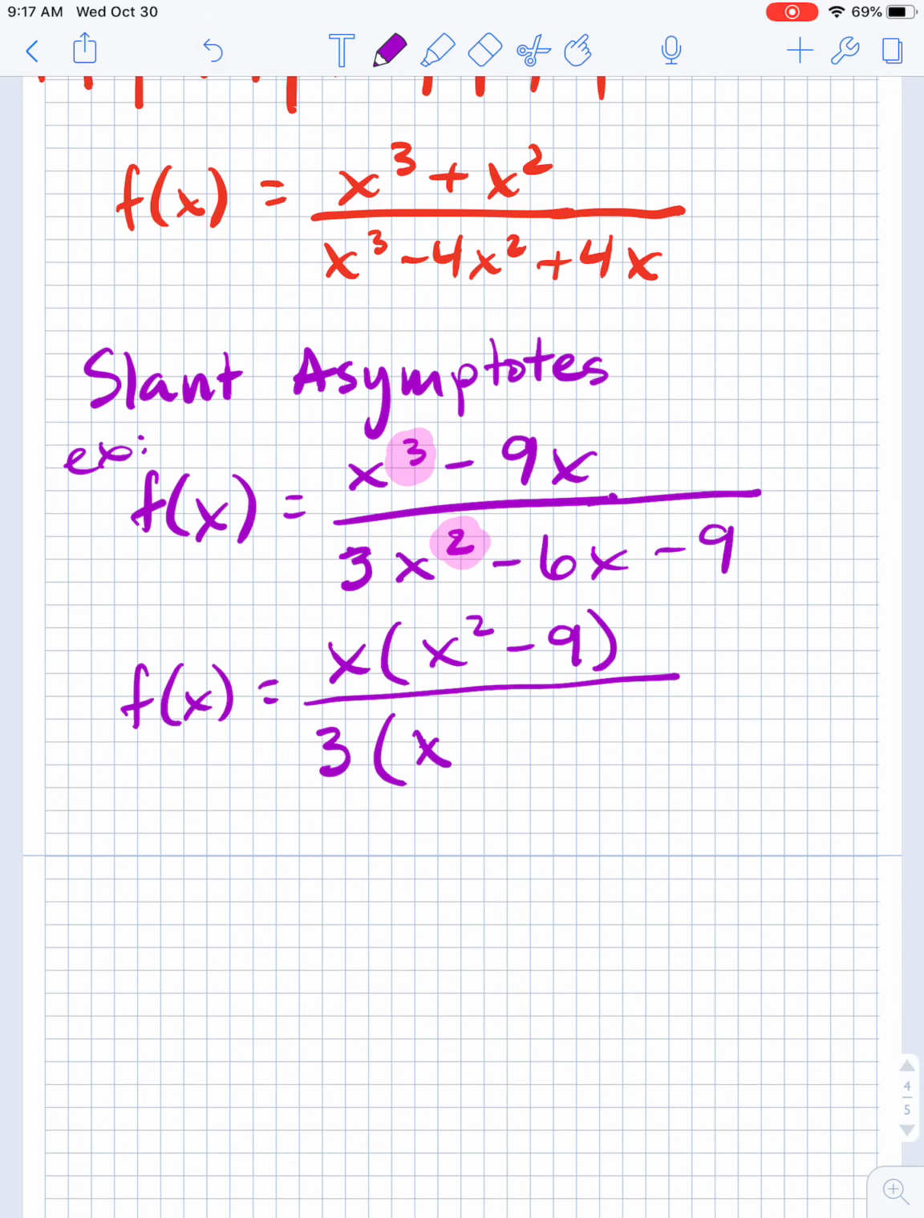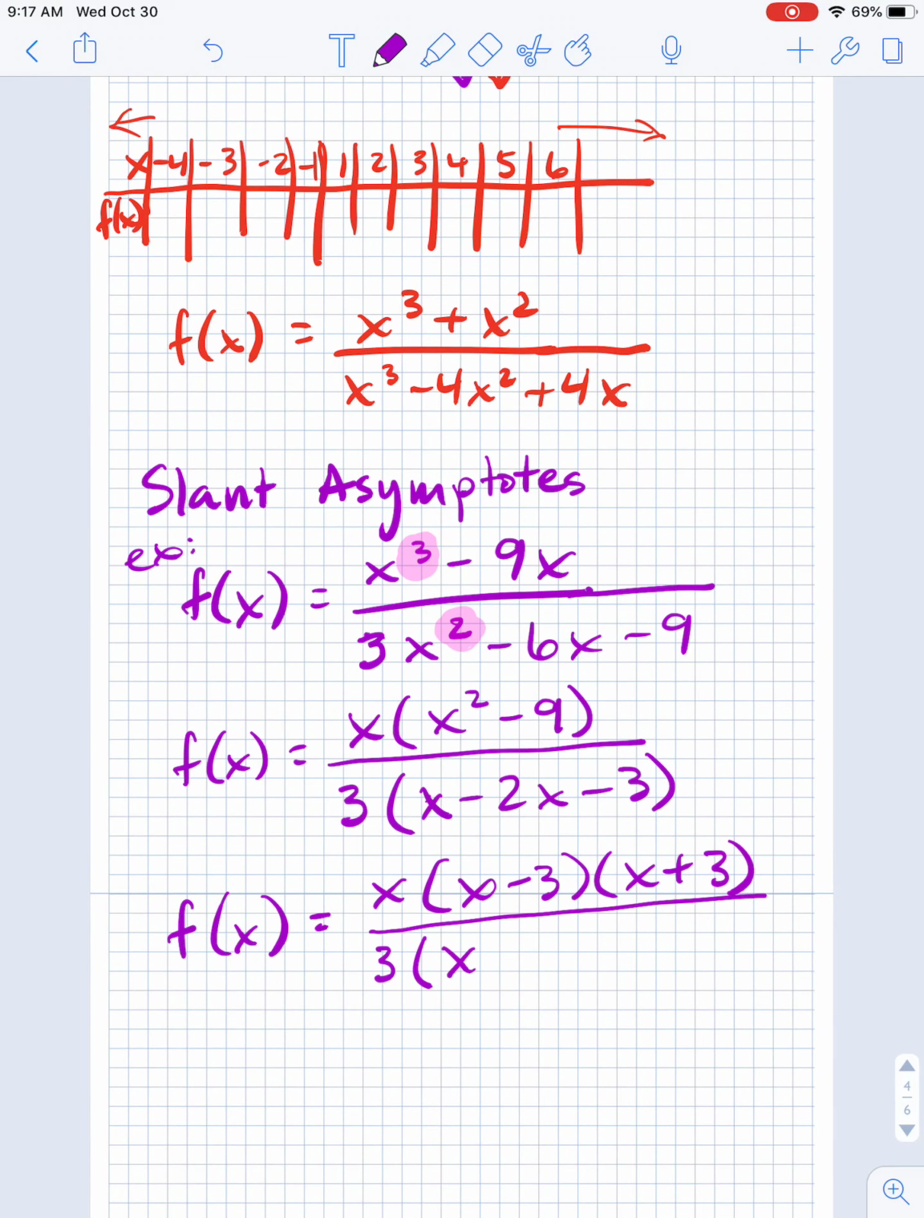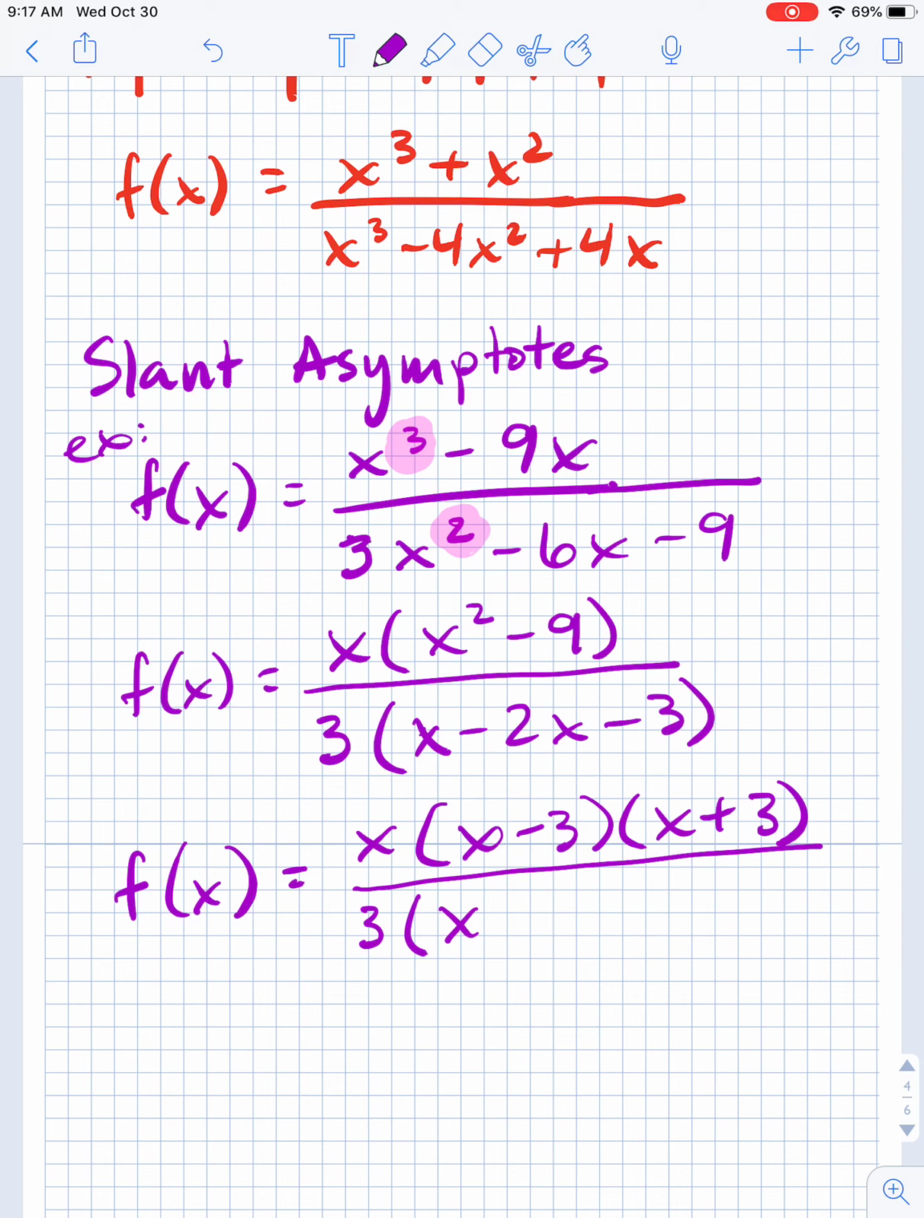And then I have x squared minus 2x minus 3. So I can factor that out even more. So then I would have x times x minus 3 times x plus 3, because that's what I get with the difference of squares. And then on the bottom, I have 3 times x minus 3 and x plus 1.